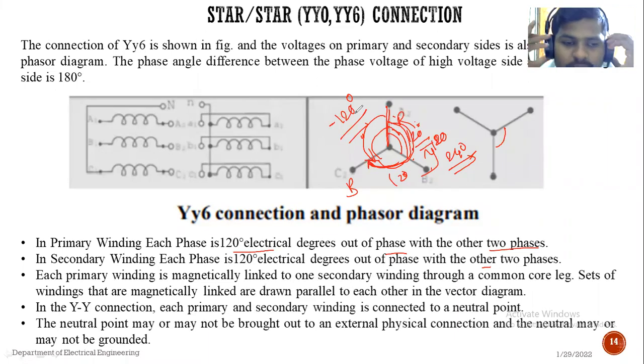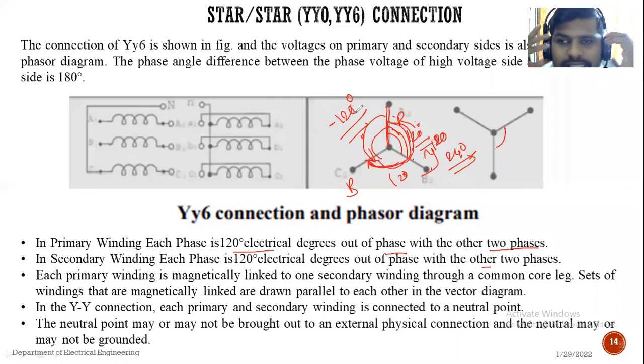ओके, see each primary winding is magnetically linked with one secondary winding through a common core. प्रत्येक प्रायमरी वाइंडिंग as well as each and every winding, whether it may be primary, secondary and tertiary. प्रायमरी साइडच्या तिन्ही वाइंडिंग as well as secondary साइडच्या ज्या काही 3 वाइंडिंग असतील, these are commonly linked because the core is there. Common core we are using. So due to that core, each and every winding can be linked with each other. And the set of windings that are magnetically linked are drawn parallel to each other in the vector diagram. ओके, याच्यामध्ये आपण वेक्टर डायग्राम मध्ये पॅरलल मध्ये ड्रॉ केले.